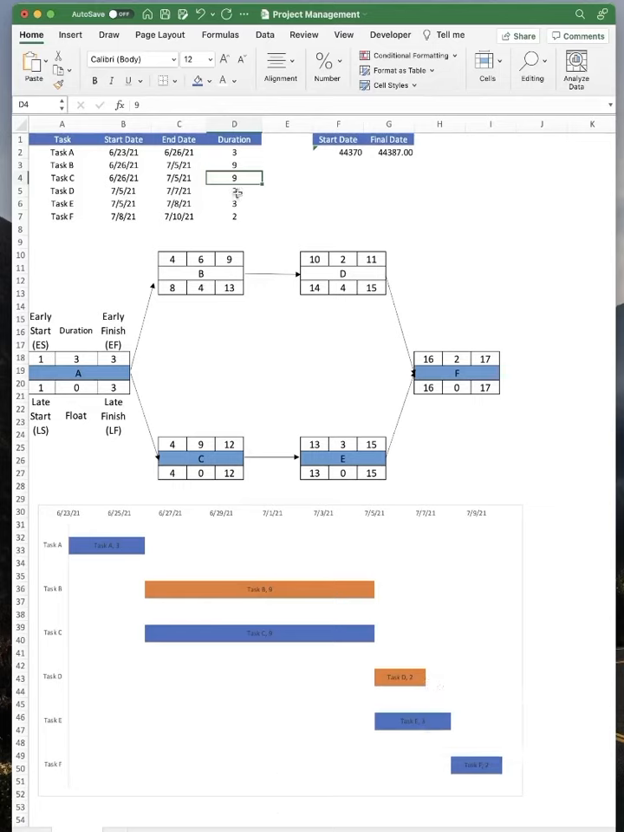But then let's just say task D took 4 days. So now the critical path becomes task A, B, D, and F, because that essentially delayed the project schedule, and that it becomes the critical path. So that's how to calculate critical path and just identify it within a Gantt chart really quickly.